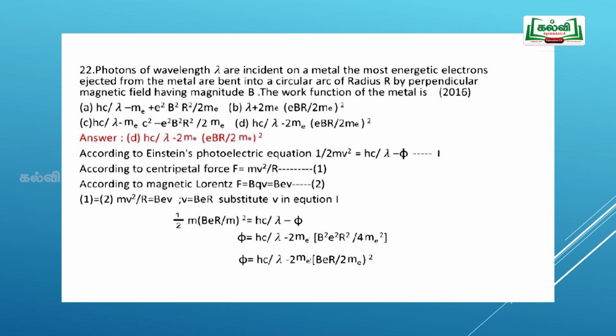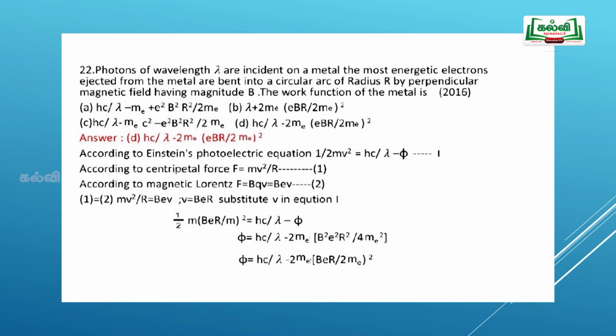Now when you substitute, you'll get 1 by 2 m (BeR by m) the whole square equals hc by lambda minus phi, or phi equals hc by lambda minus 2 m e bracket B square e square r square by 4 m e square. Here only 2 is there, so we are multiplying the numerator by 4, then it becomes 2 in the numerator, and in the denominator we bring 4 m e square. That is because here half is there, but this becomes 2 in the numerator. In the squares we are bringing this, so this becomes 4 m e square here, so this becomes 2 m e the whole square.